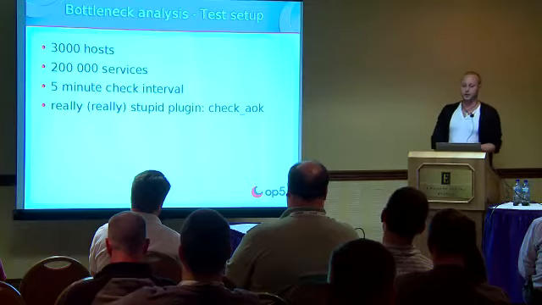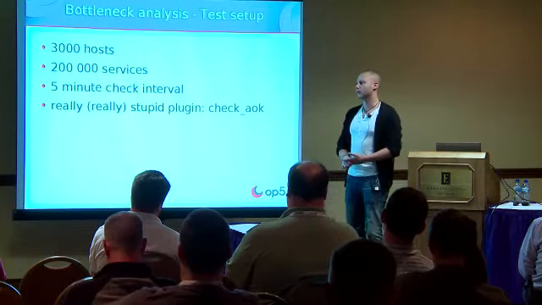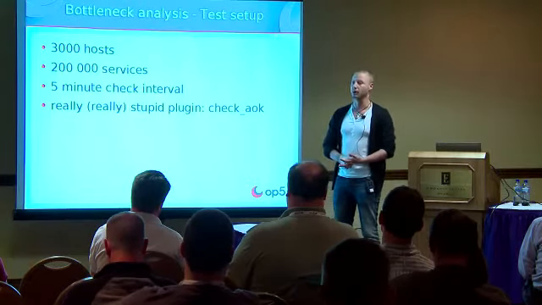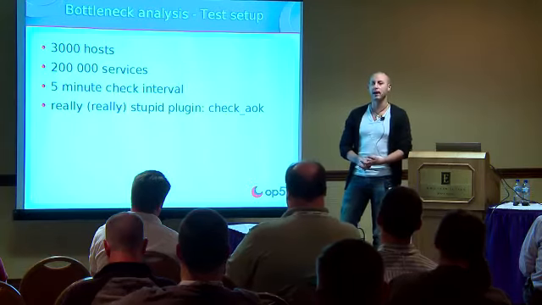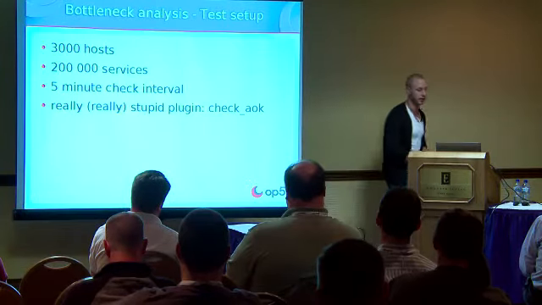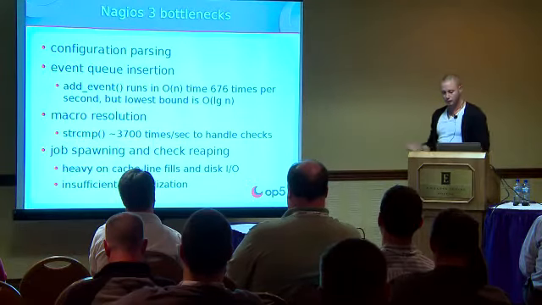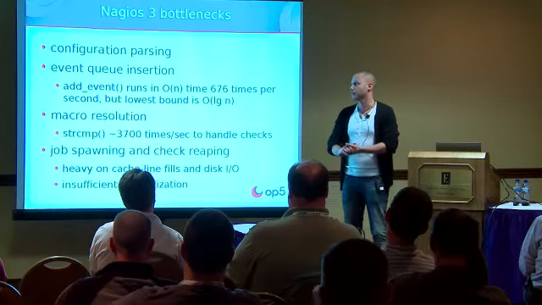The test setup that I used to do my bottleneck analysis had 3,000 hosts, 200,000 services, a 5-minute check interval, and a really, really stupid plugin, which is called check A-OK. It says everything's OK, and then it exits and says that everything's OK. The bottlenecks that we found were these ones, basically.